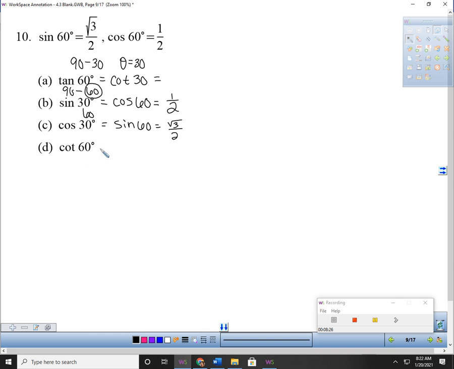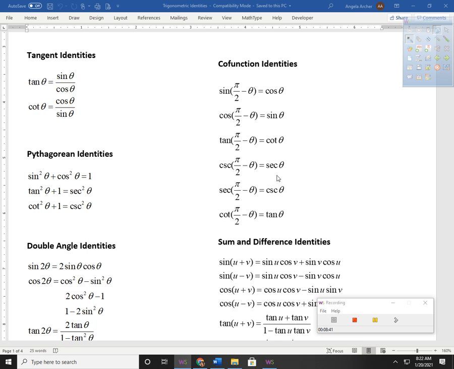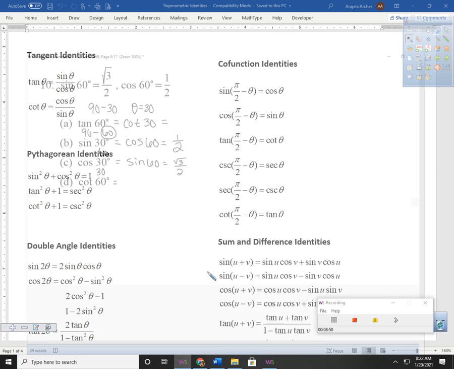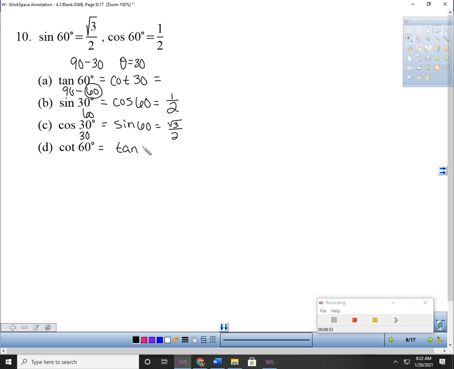All right, and then cotangent, again, the angle would have had to have been 30, right, that you subtracted from the 90 to get the 60. And if you look at your cofunction identity here, cotangent of that would be equal to tangent, right? Tangent of the 30, correct? So these, we're going to have to do a little bit of thinking. I think this is a really hard way of doing these, but I wanted to show it just because.